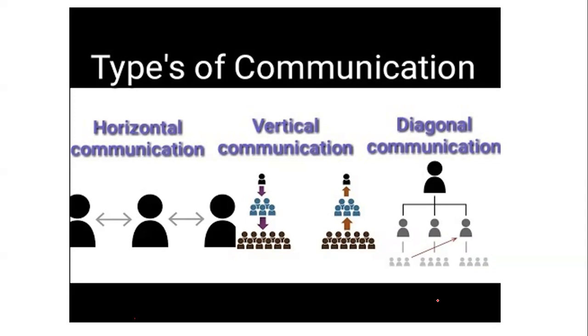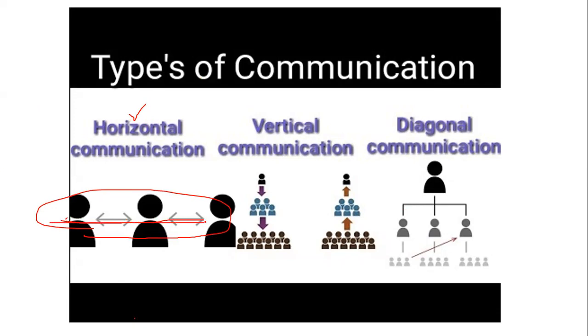Like for example, a faculty member of a specific discipline, let us say commerce, science, or arts, interacting with another faculty member from engineering or technical education, but both are at the same level, that is the level of assistant professor. So horizontal communication is basically that communication which takes place between people at the same rank. Okay, people with the same rank.